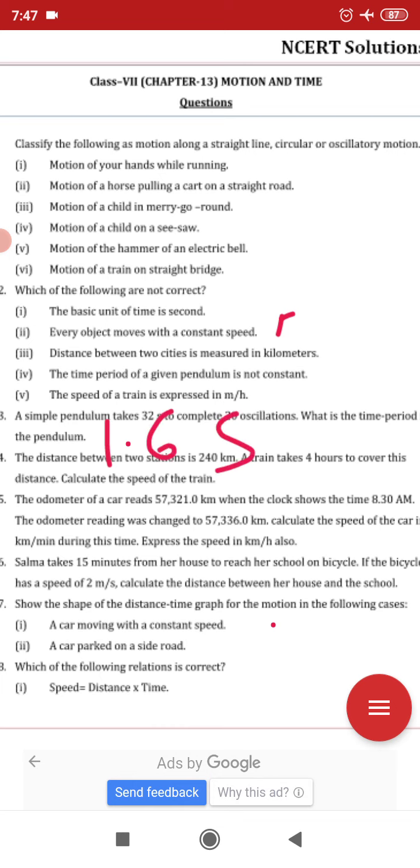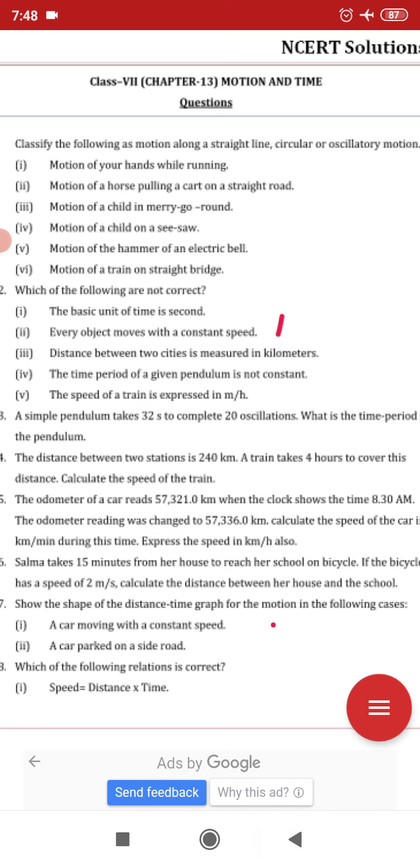The procedure is just to divide the time taken to complete 20 oscillations. So here the time is 32, so that should be divided by 20. You will get 1.6, and that will be the answer.